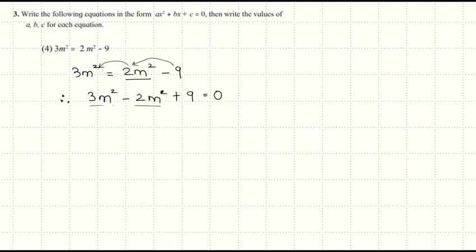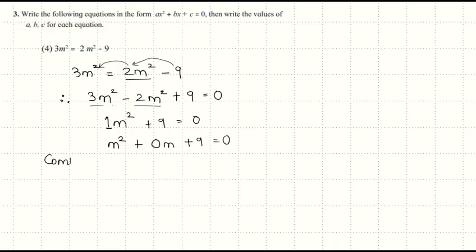So 3m square minus 2m square will give us m square. Why m square? Because 3 minus 2 is 1. 1m square can be written as only m square. This is m square plus 9 is equal to 0. Here, if you see, we do not have m, the single m. That is, this can be written as m square plus 0m plus 9 is equal to 0. And it is in the general form.